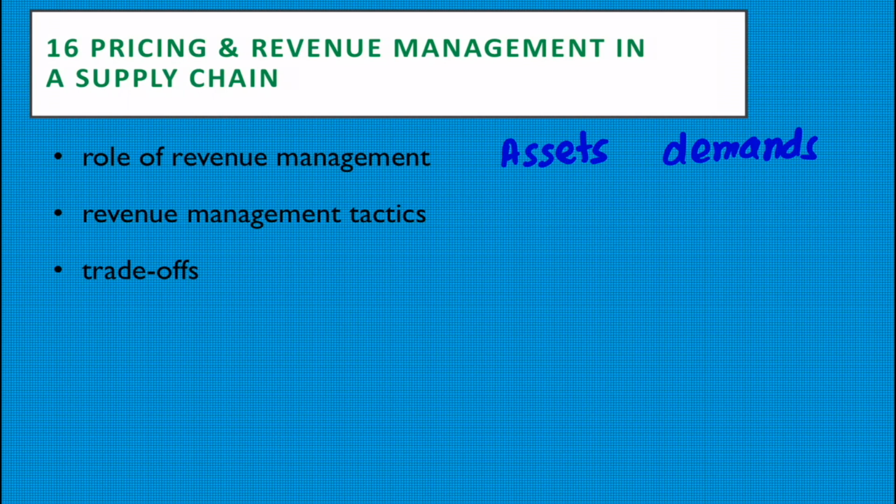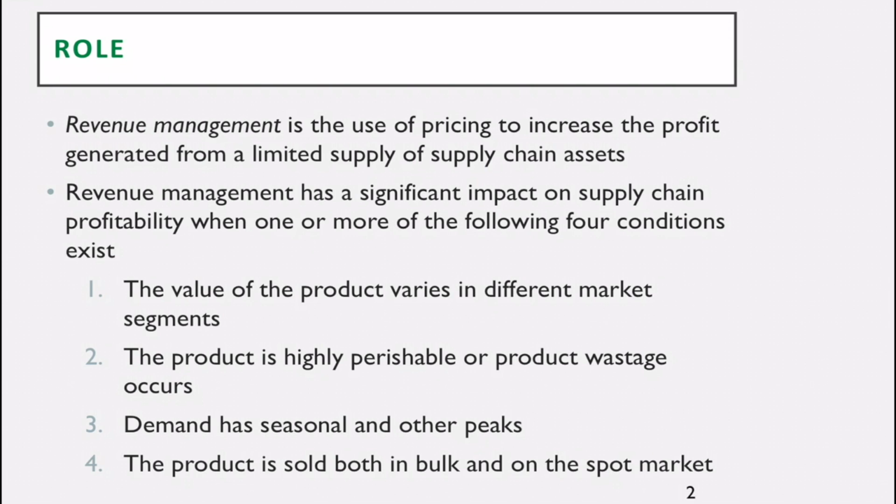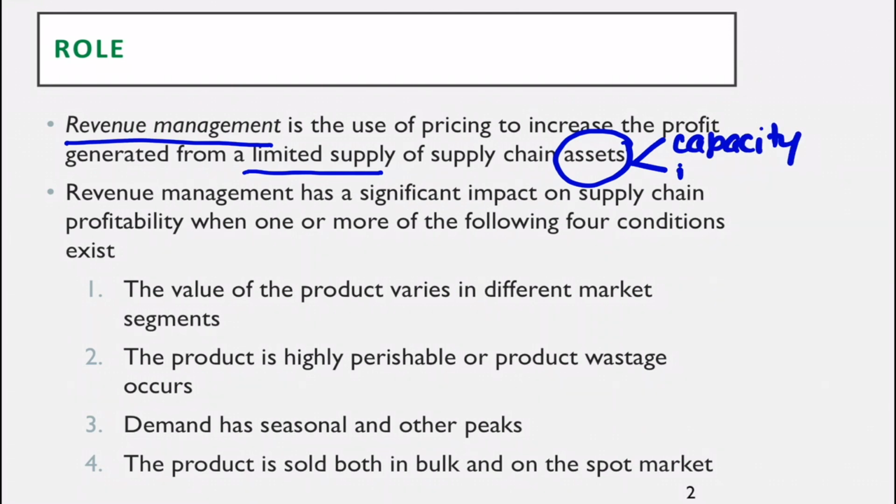match supply with demand. So let's start by looking at what is the role of pricing and revenue management in a supply chain. So revenue management is the use of pricing to increase the profit generated from a limited supply of supply chain assets. So these assets take two forms in a supply chain. One is capacity and the other one is inventory.